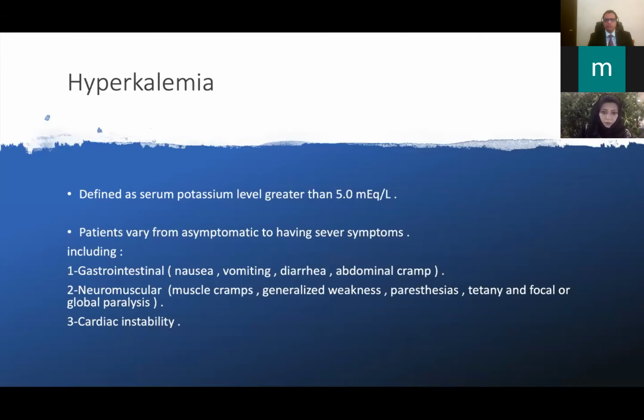hyperkalemia. Hyperkalemia is defined as a serum potassium level greater than 5 milliequivalents per liter. Patients vary from asymptomatic to having severe symptoms, including GI symptoms like nausea, vomiting, diarrhea, neuromuscular symptoms, and cardiac instability. And cardiac instability is the most worrisome and scary part of hyperkalemia, and we'll talk about it now.